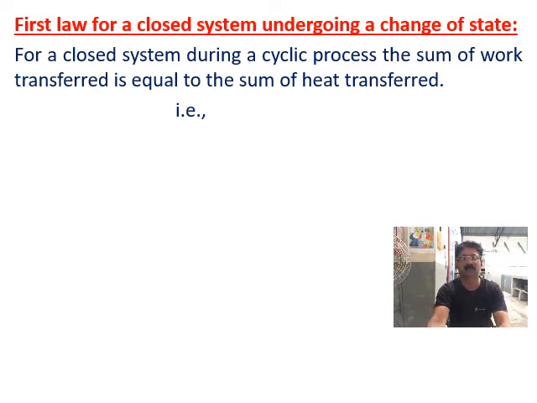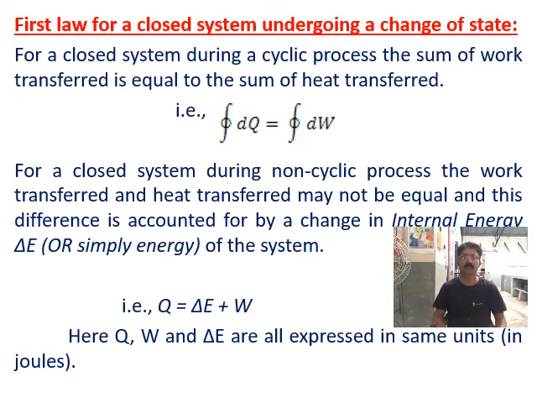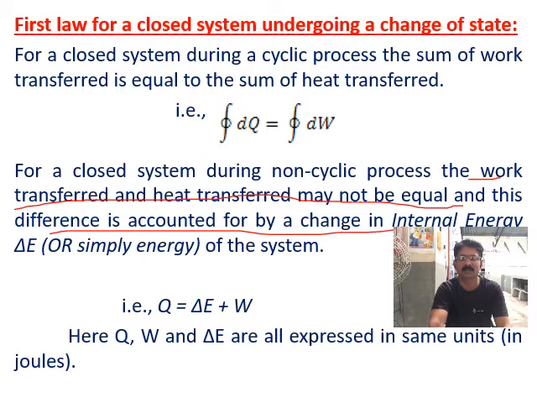Now the first law, for a closed system undergoing a change of state. For a closed system during a cyclic process, the sum of work transferred is equal to the sum of heat transferred. So this is for a cyclic process: cyclic integral of dq is equal to cyclic integral of dw. For a closed system during a non-cyclic process, if the system and surroundings don't come back to their initial state, the work transferred and the heat transferred may not be equal, and this difference is always accounted for by the change in internal energy, or simply energy, of the system.